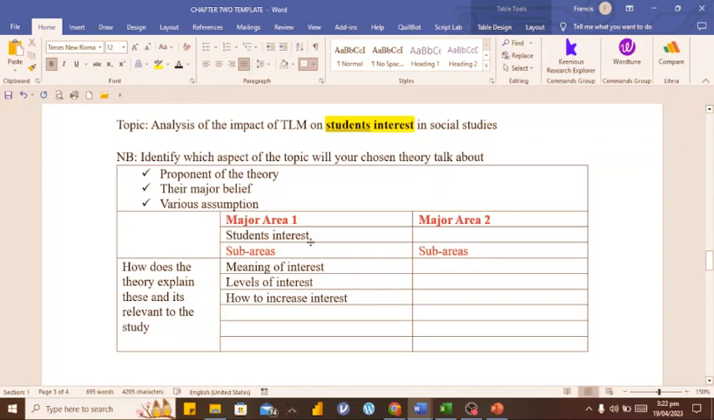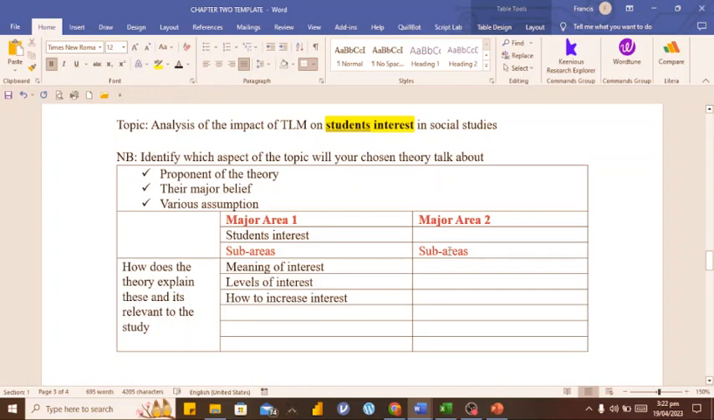And this one, you are going to use the theory to explain how does this theory explain the meaning of interest. How does the theory explain the levels of interest? How does the theory explain how to increase interest? So these are the areas that I'm going to use the theory to explain. So here, if you identify major areas, 2 major areas, you can also write it here, or 3 major areas, depending on the area that you have seen.